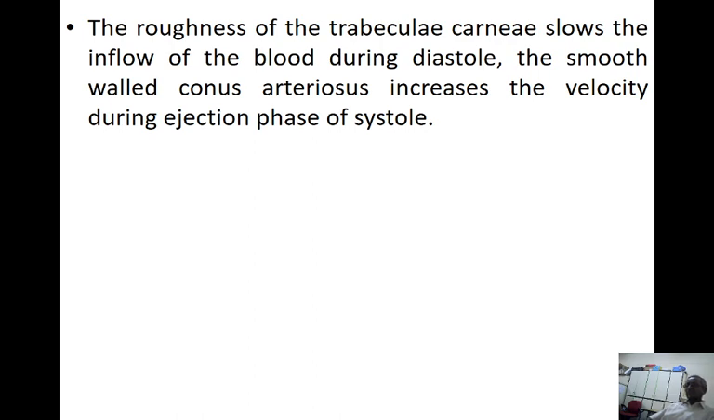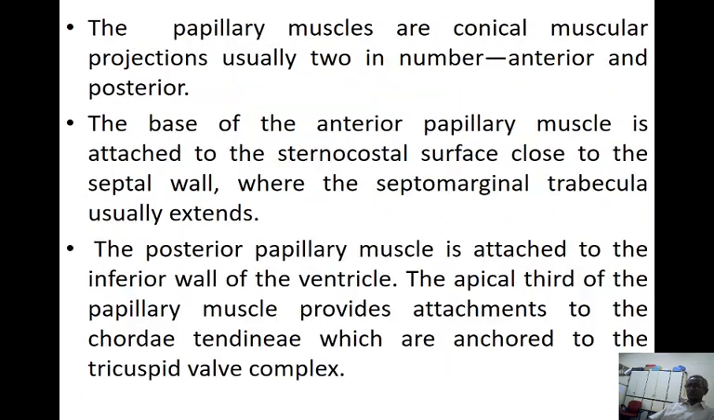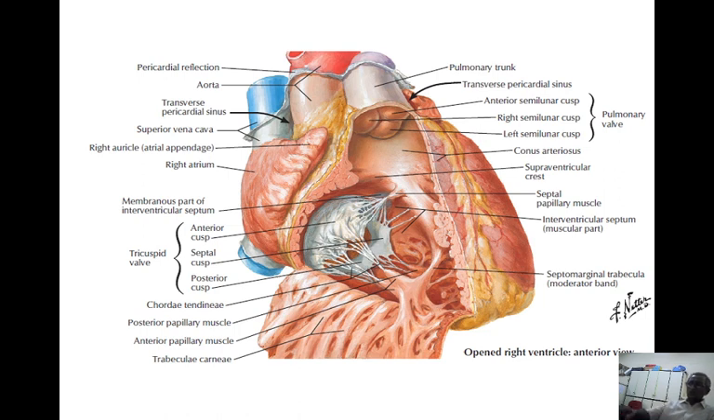The roughness of the trabeculae carneae slows the inflow of blood during diastole. The smooth walled conus arteriosus increases the velocity during the ejection phase of systole. So this part is rough, and the inflow of the blood from the right atrium to the right ventricle is slowed down, whereas this exit part is smooth. So when the ventricle contracts, the blood goes faster into the pulmonary artery. So the outflow is faster than the inflow comparatively because of the structure of the inflow tract and outflow tract.